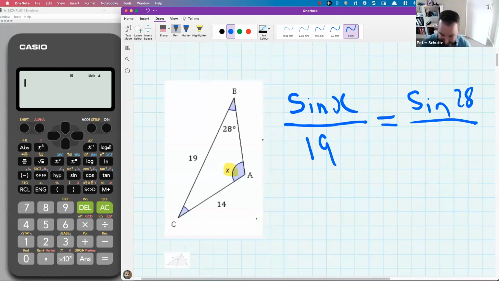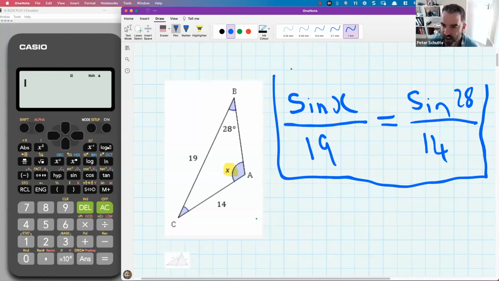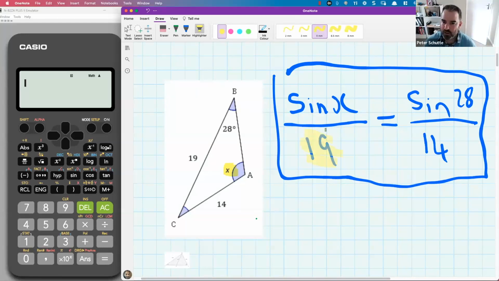Perfect. Absolutely perfect. So you have helped us along the way. So step one, and especially for our new students, what the sine rule says is the sine of an angle divided by the side opposite it is equal to the sine of the other angle divided by the side opposite that. That's what we did in the last lesson. Can you help me with the next step? Okay, so we're going to say 14 times sine x.